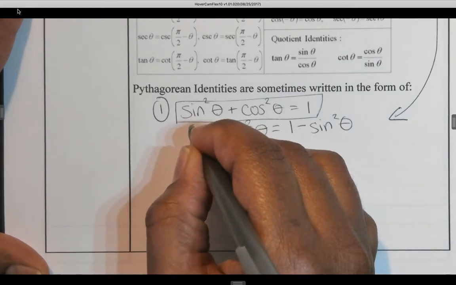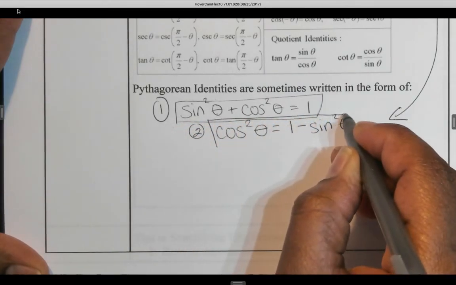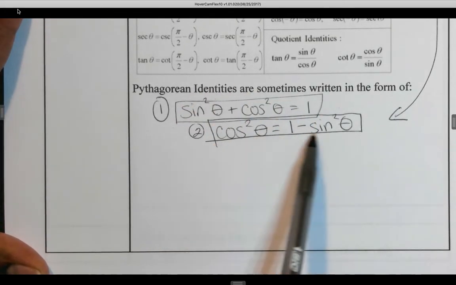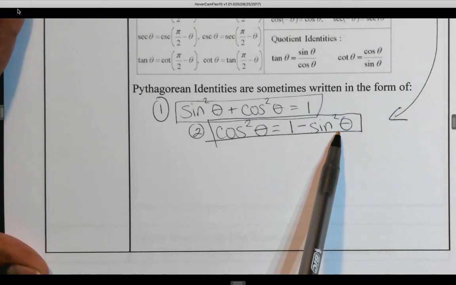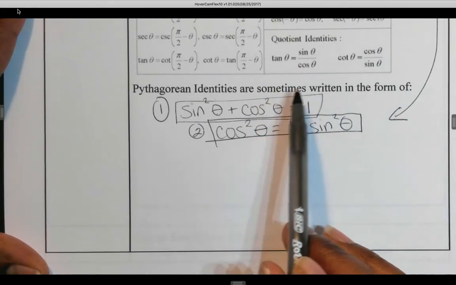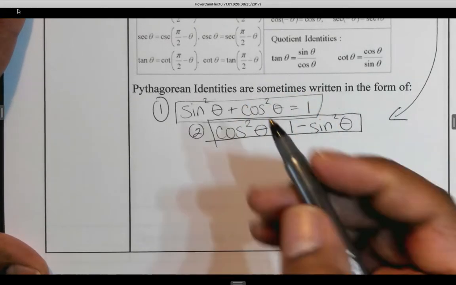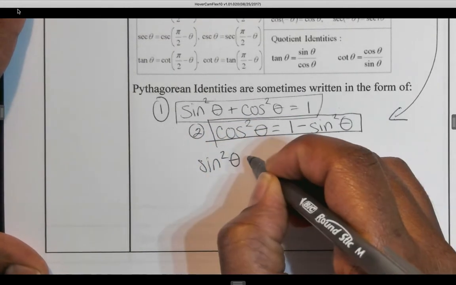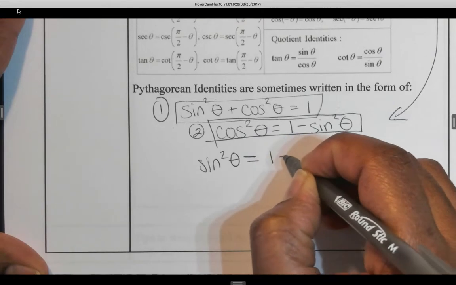Okay, so this is a second expression. I chose to subtract sine squared from both sides just to give you a new form of this Pythagorean identity, but you also could get a new form by subtracting cosine squared from both sides. So we'd end up with sine squared, still on the left side, and then equals 1 minus cos squared.